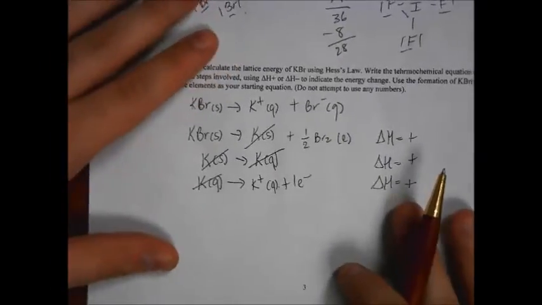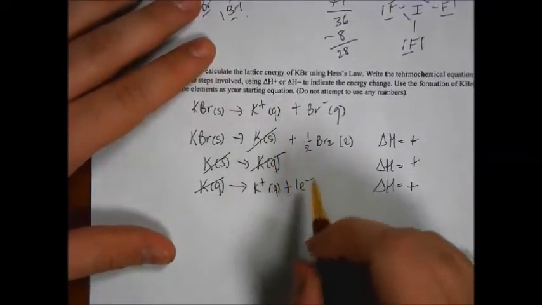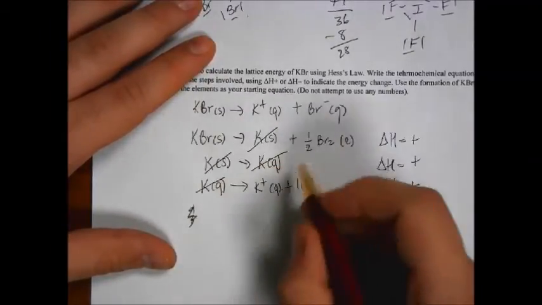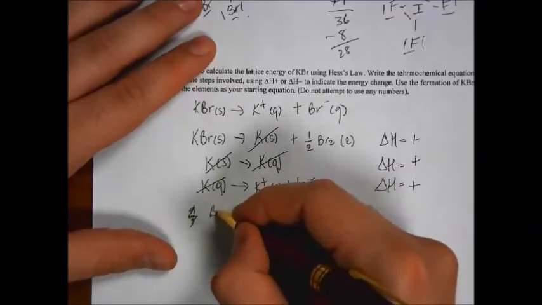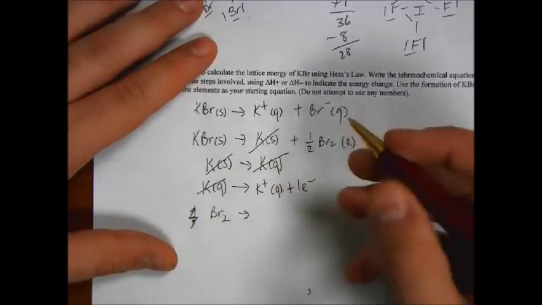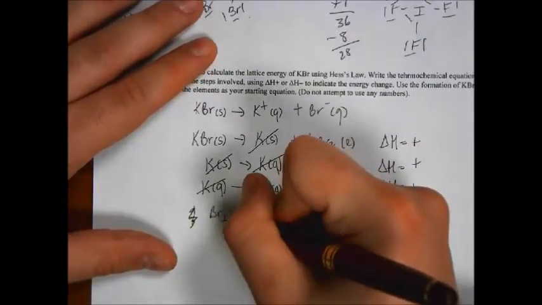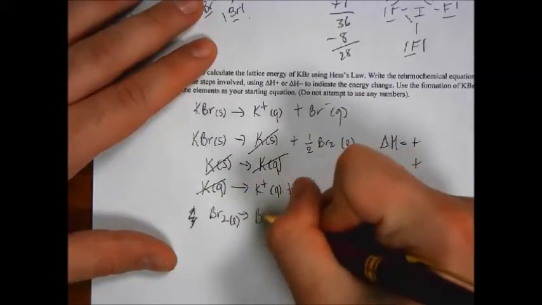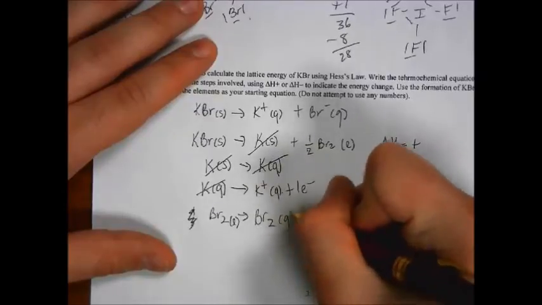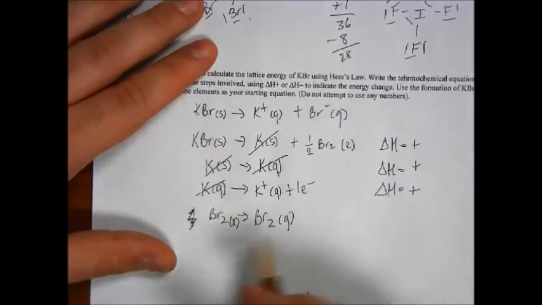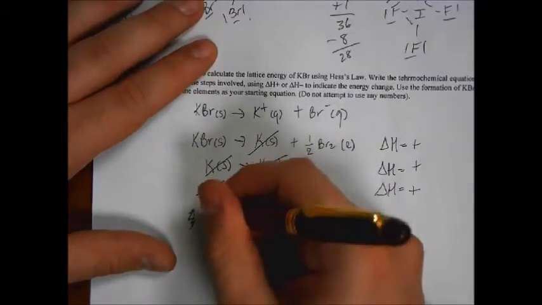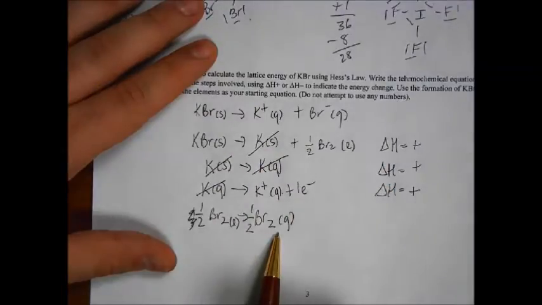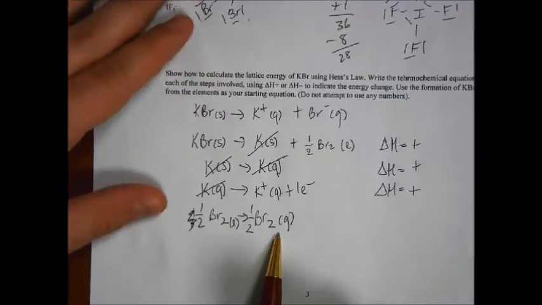For Br2, we have a 1/2 Br2. I'm sorry, we have Br2. So we're going to have to do Br2 goes to Br2 liquid. We have to get this into a gas, so we're going to have to do an evaporation. So that's going to be to Br2 gas. Now, you should note that in order for this to work out, you're going to have to put a 1/2 here and a 1/2 here. So you're going to have to half this on both sides.